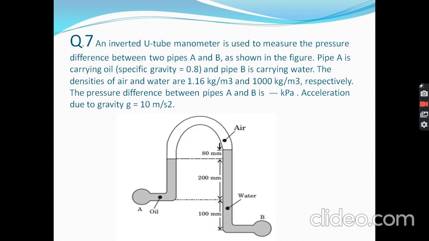Question 7. An inverted U-tube manometer is used to measure the pressure difference between two pipes A and B as shown in the figure. Pipe A is carrying oil of specific gravity 0.8, and pipe B is carrying water. The densities of air and water are 1.16 kg per meter cube and 1000 kg per meter cube respectively. The pressure difference between pipe A and B is dash kilopascal. Acceleration due to gravity g is equal to 10 meter per second square.